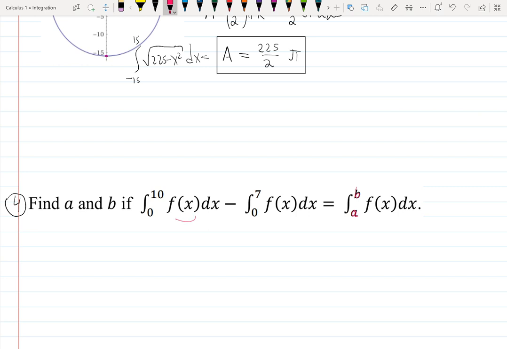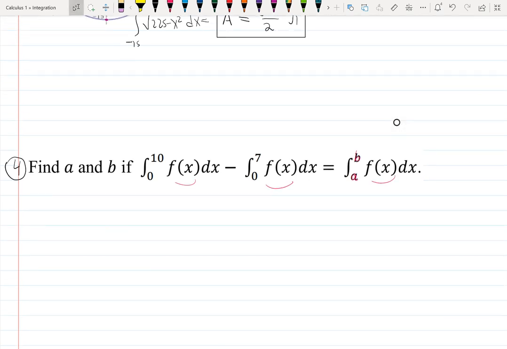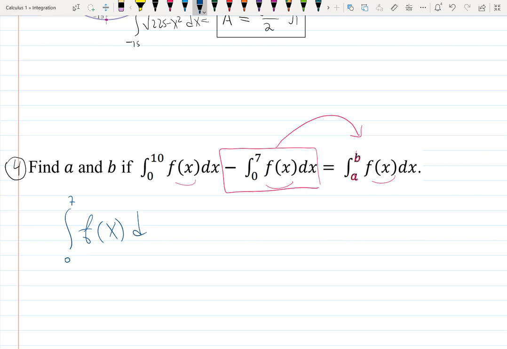Okay, the good thing is that the functions are all the same, and that allows us to glue these things together. And this is what I'm going to show you. Let's just move this guy over here with a negative sign to the right and see what's going to happen. Maybe it will help you. Then I will have the integral from 0 to 7 of f of x dx plus the integral from a to b of f of x dx equals whatever was on the left hand side, the integral from 0 to 10 of f of x dx.